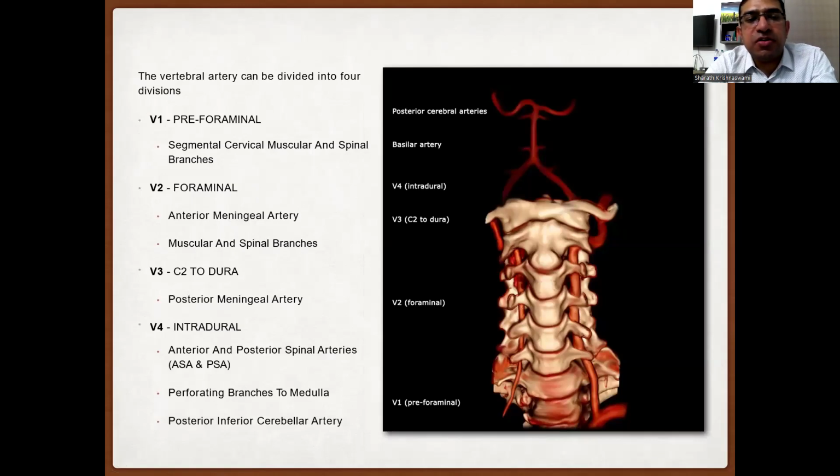Now, coming to the branches of the vertebral artery, as described here, it is divided into V1, V2, V3, and V4. V1 is the preforaminal part. V2 is the foraminal part, where it goes through the foramen. And then when it comes to the C2 vertebra, up to the dura, it is known as the V3 segment of the vertebral artery. And V4 is nothing but the intradural part of the vertebral artery. The intradural part gives rise to the anterior and the posterior spinal arteries.